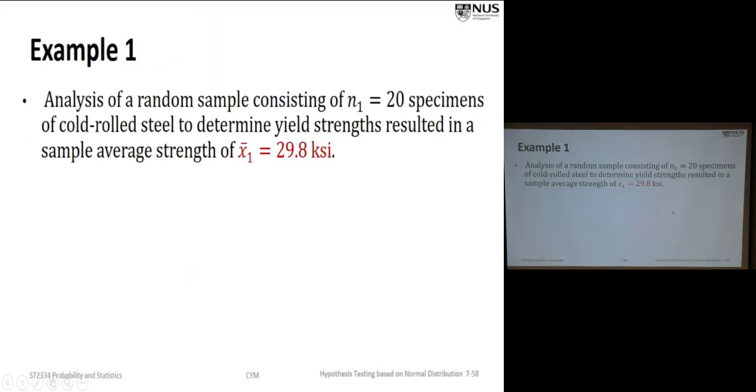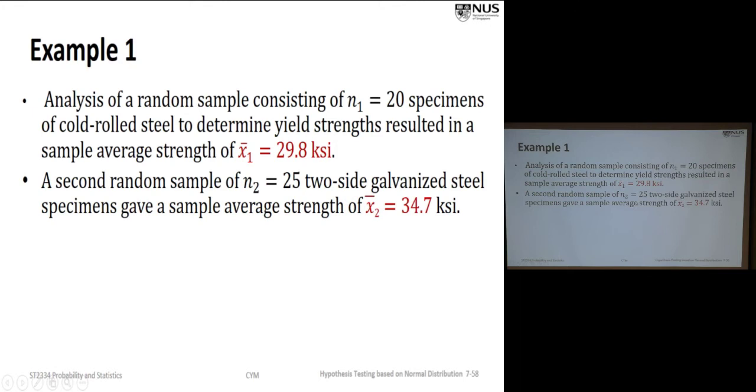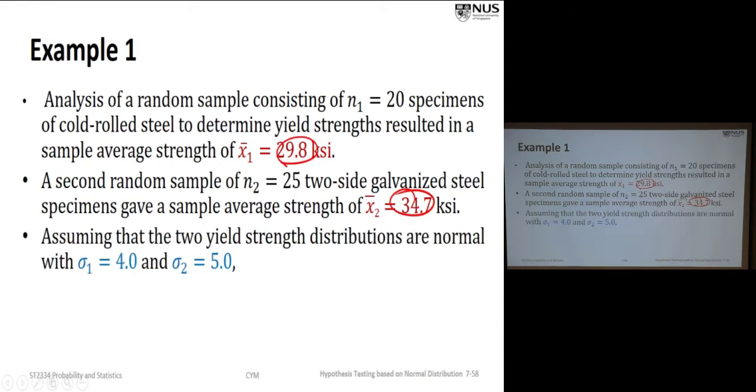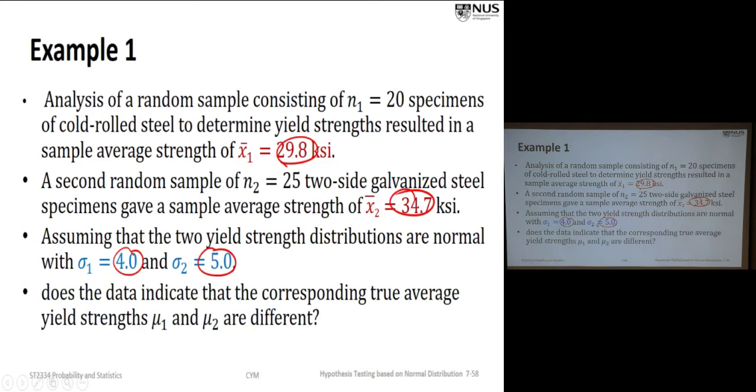Okay, so here is an example. I have n1 equals 20, x1 bar 29.8, n2 equals 25, x2 bar 38.7. Wow, they're very different. All right. But we are told that sigma 1 is 4, sigma 2 is 5. And now we want to test whether mu1 and mu2 are different. That means I want to know whether mu1 minus mu2 equals 0.